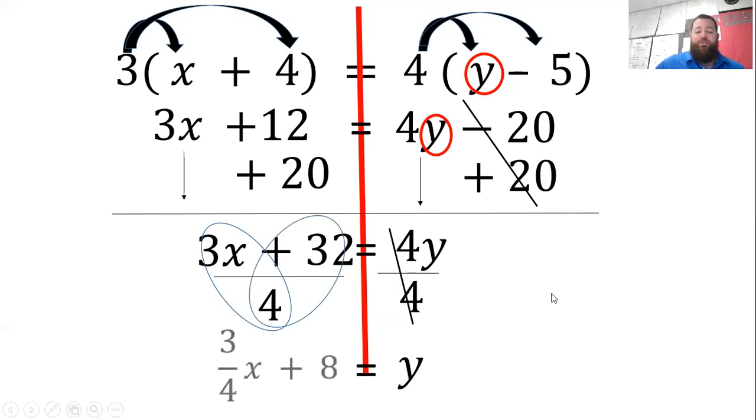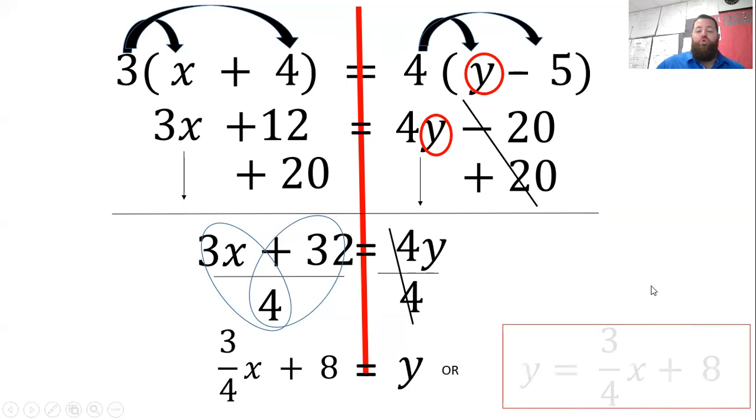So 3 over 4 does not give me a whole number. So it is 3 over 4x. 32 divided by 4 is 8. So my final answer is 3 over 4x plus 8 equals y. You could rewrite it and switch it around to say y equals 3/4 x plus 8.